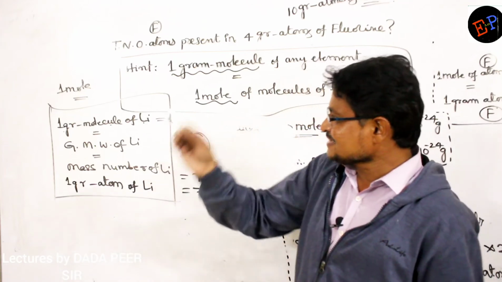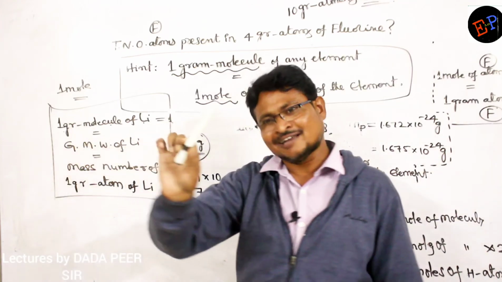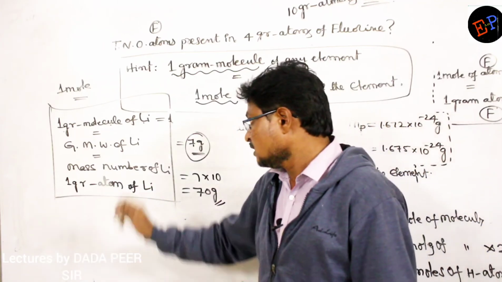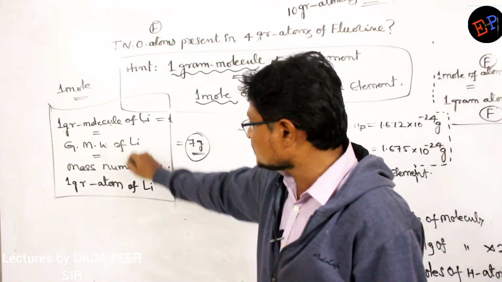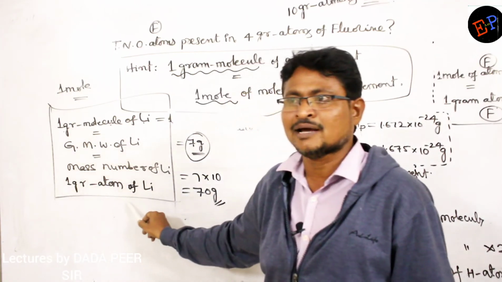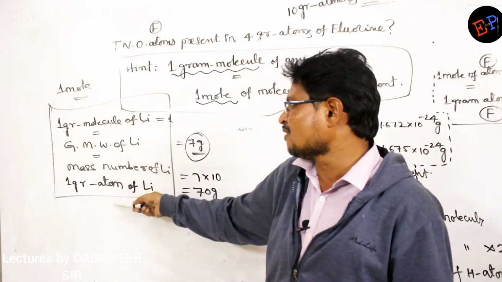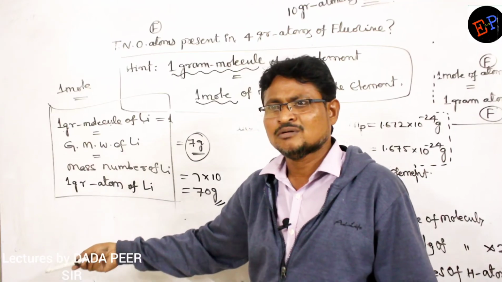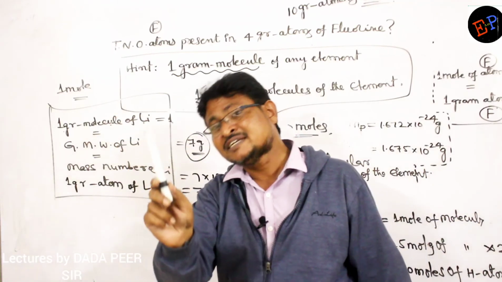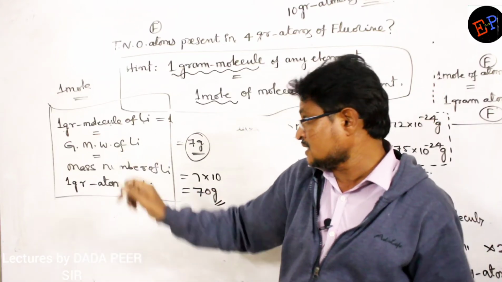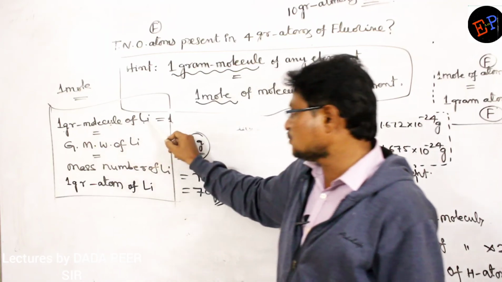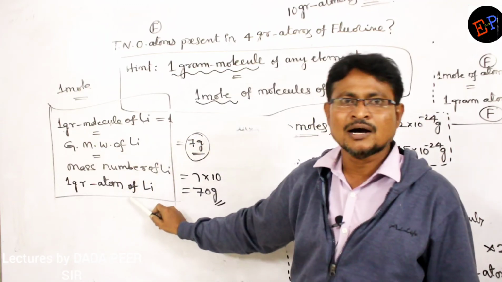If atomicity is 1, molecule is equal to atom. Please listen carefully, be attentive. If atomicity is 1, molecule is equal to atom. 1 gram molecule is equal to 1 gram atom. When molecule is equal to atom, what difference comes? For those substances with atomicity 1, molecule is equal to atom, so that 1 gram molecule is equal to 1 gram atom.